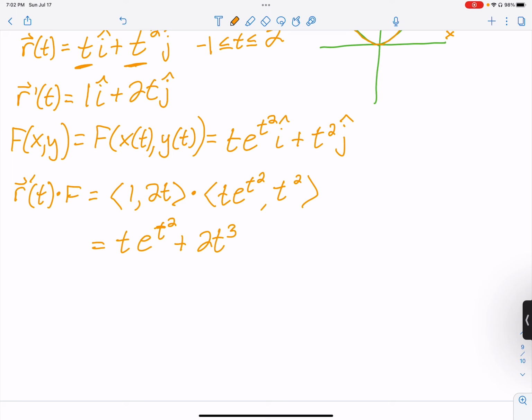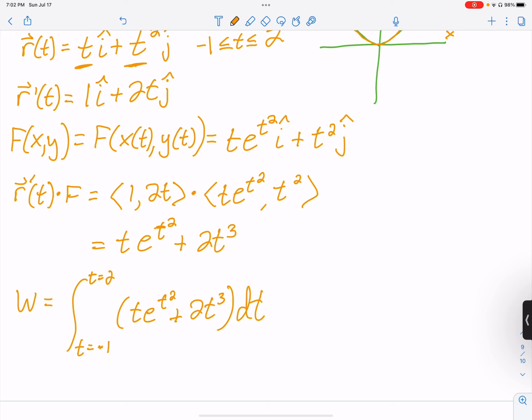That is my dot product. So now I can find the work done. The work done is from t equals -1 (those were the limits we came up with earlier) to 2, of that dot product, t e^t squared plus 2t cubed dt. I'm not going to do the integral. The integral comes out to this. It's pretty crazy looking, but you can try to match it.